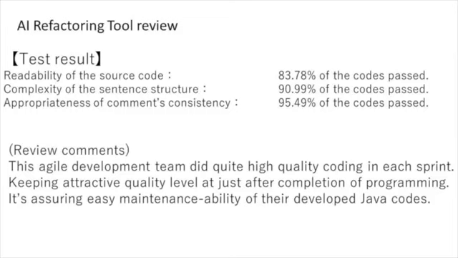Of course, they had completed programming bug-free as an ordinary quality level. We checked their attractive quality level by our new AI refactoring tool. This tool reviews how easy the program will be to maintain. Measurement items are readability of source code, complexity of the sentence structure, and appropriateness of comment consistency. As you can see, all 3 measurement items clear over 80%. Usually, the quality of open source programs is scored around 80%.